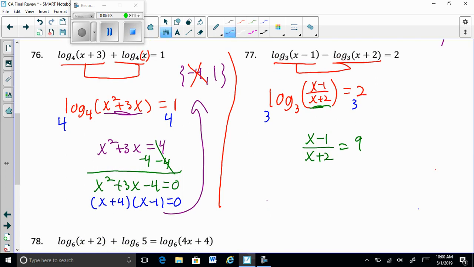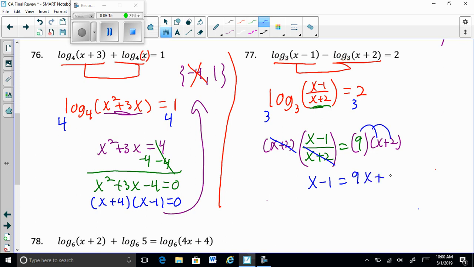So what you want to do here is, I'm assuming we don't like fractions, so we're going to multiply by x plus 2 on both sides. And what that will do is eliminate the fraction on the left side, so we can cancel that out here. So now we're left with x minus 1 equals, I'll go ahead and distribute the 9 now, so I'm going to get 9x plus 18.